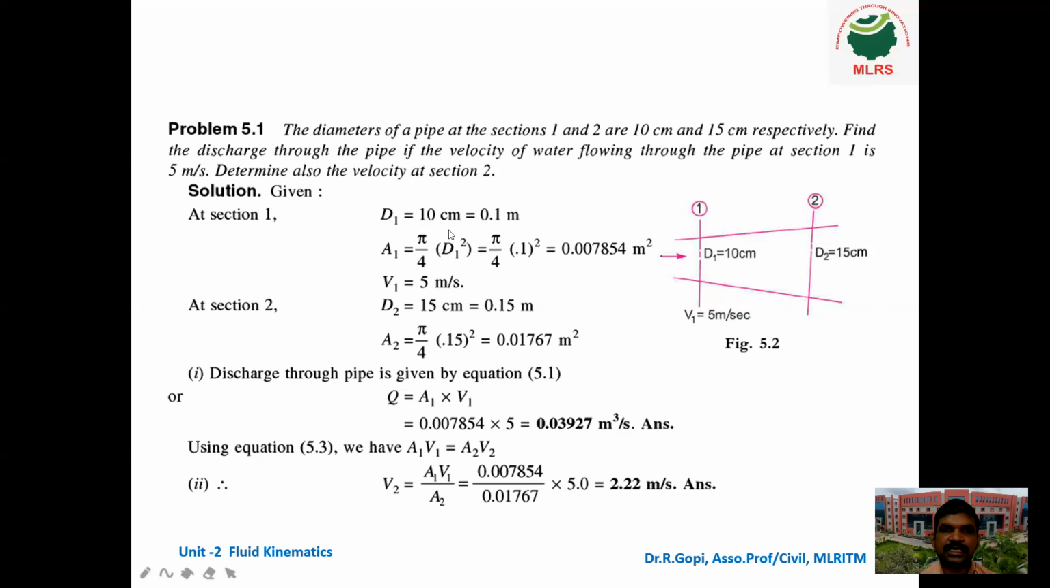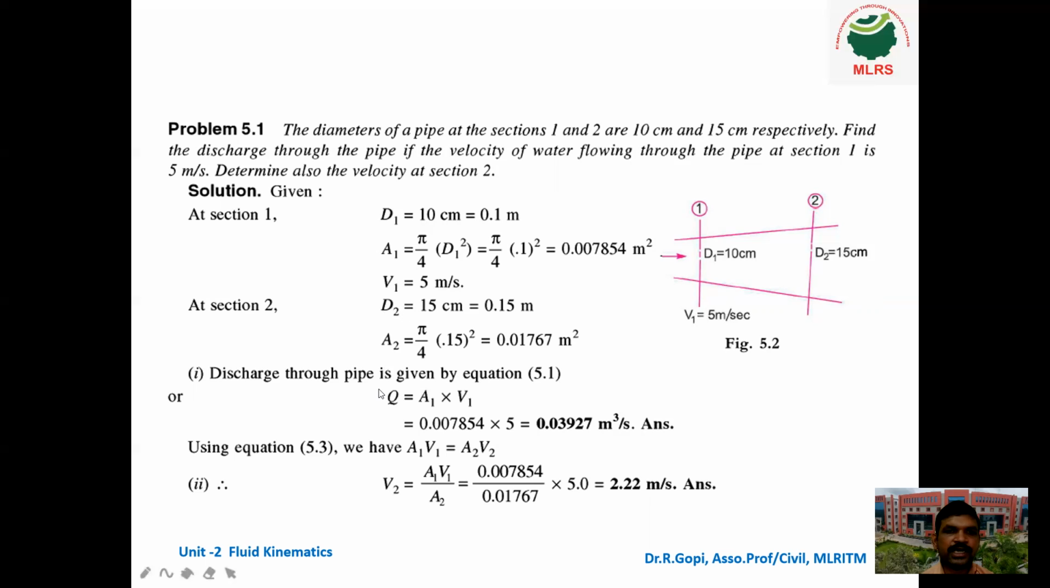d1 is 10 centimeter, convert it into meter, it is 0.1 meter. Next a1 is pi by 4 into d1 square, a formula we already know for a circular section. So pi by 4 into 0.1 square. Next v1 we know, 5 meter per second. Likewise for section 2, the diameter is 15 centimeter, converted into meter, 0.15 meter. Next a2 is pi by 4 into 0.15 square. Here v2 we don't know.